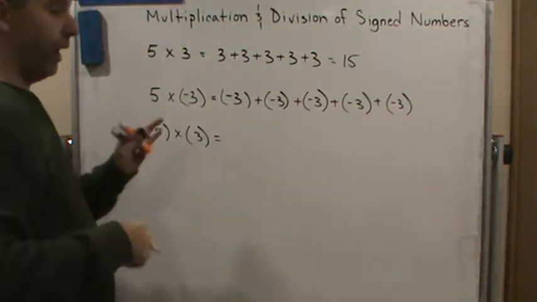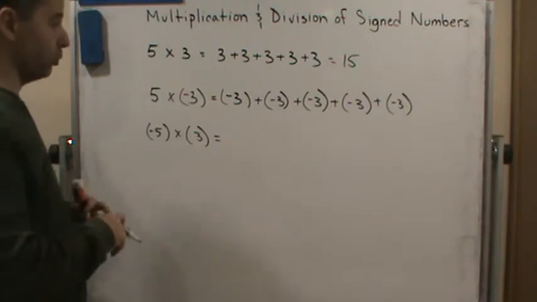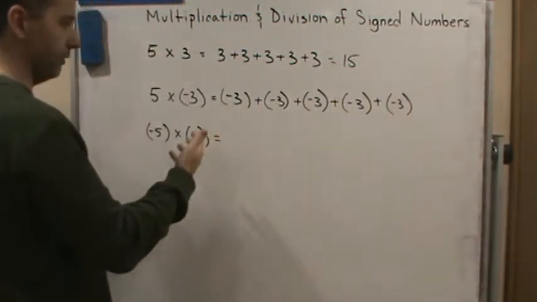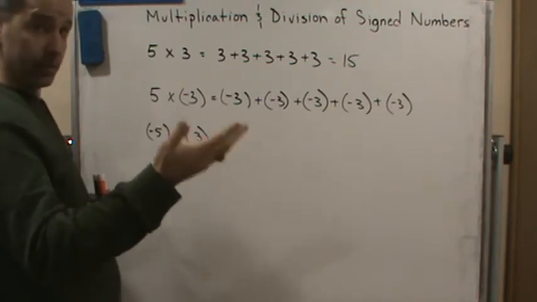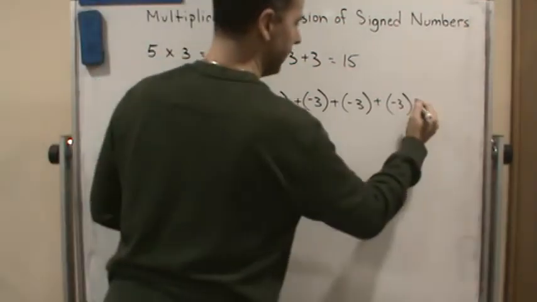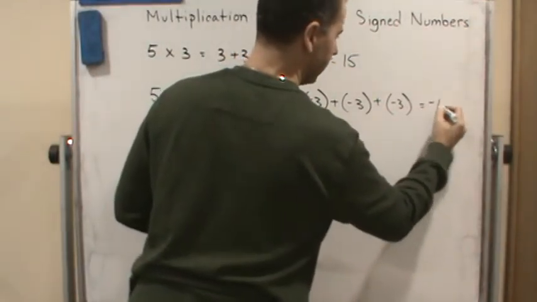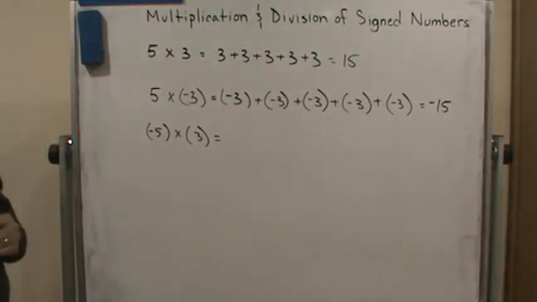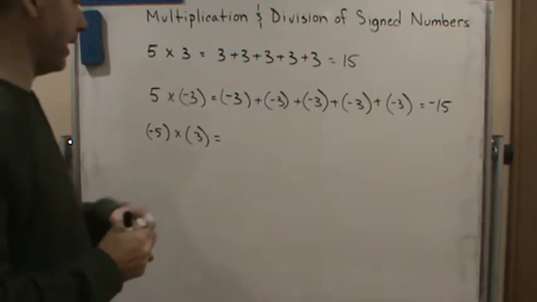And so what rule do we use? Well, we use the rule that, hey, when we're adding numbers that are all the same sign, we just add the numbers and keep the sign. So that means this is going to be equal to negative 15. So that makes complete sense based on what I've talked about in the last videos.